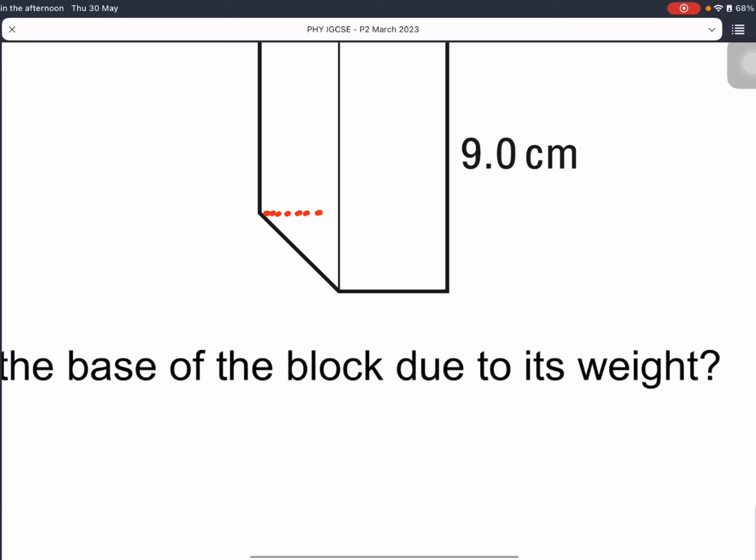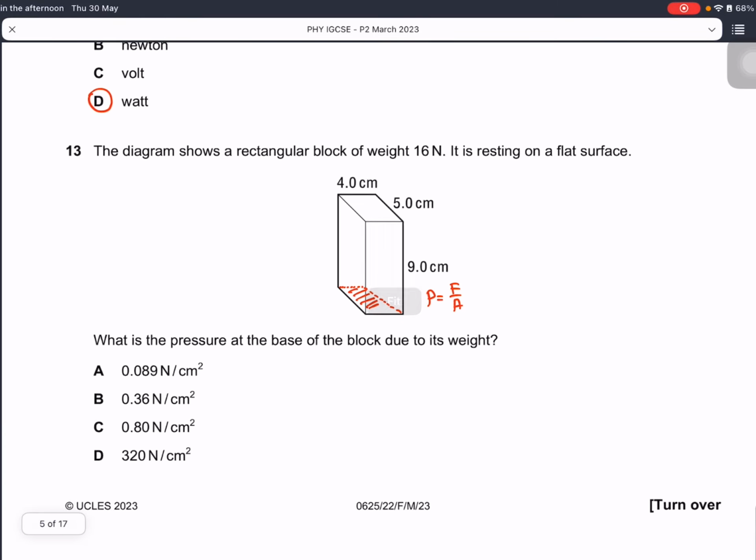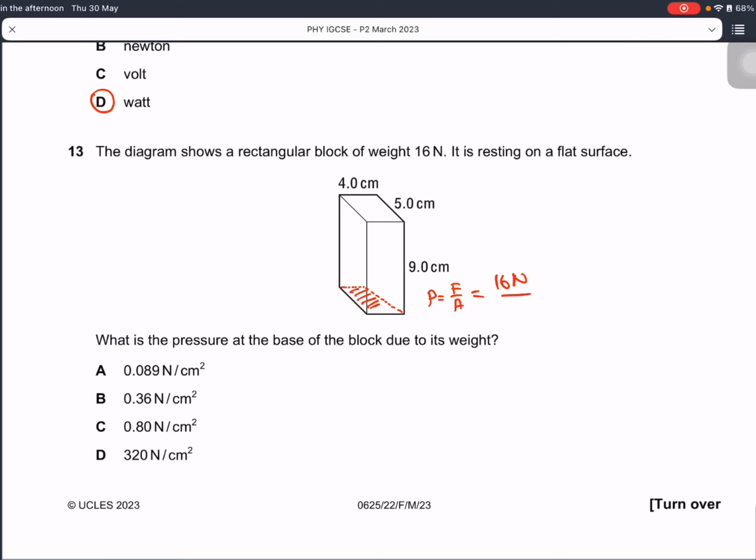So simply, this is the area. Pressure is force over area. Force is given as 16 newtons, that's the weight. And the area, which area are we taking? Definitely 4 centimeter multiplied by 5 centimeter. Here, guys, you should be very careful. So Newton per centimeter square, the unit is centimeter square.